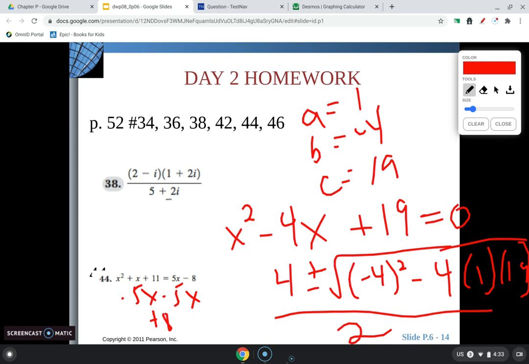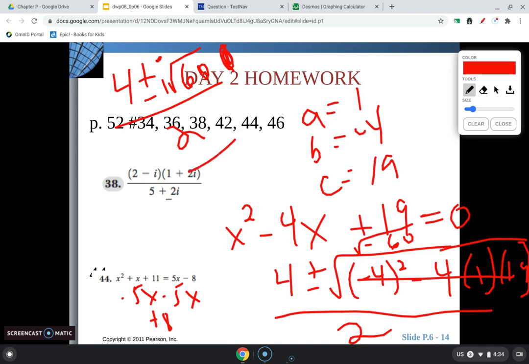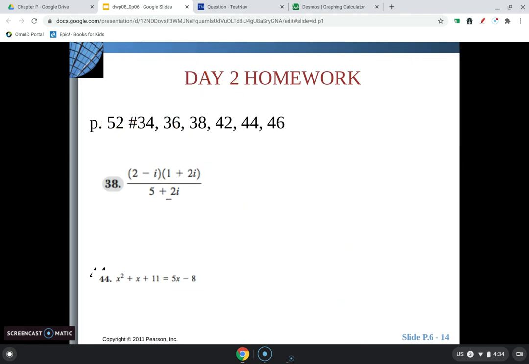So I want to find that discriminant. And it is -60. So we've got 4 plus and minus, well, remember, the square root of -60 would be root 60 times i, or i root 60 if you want to put that in front, since i is the square root of -1, all over 2. And you can leave it like that for 44. All right, that's a wrap for P6.